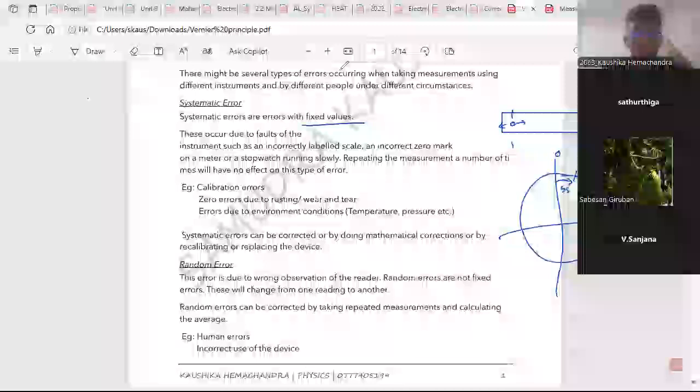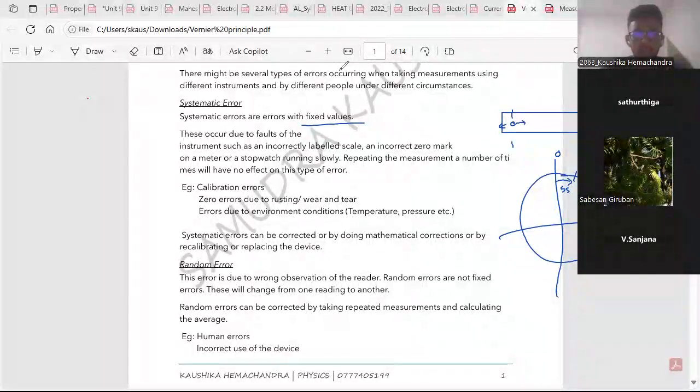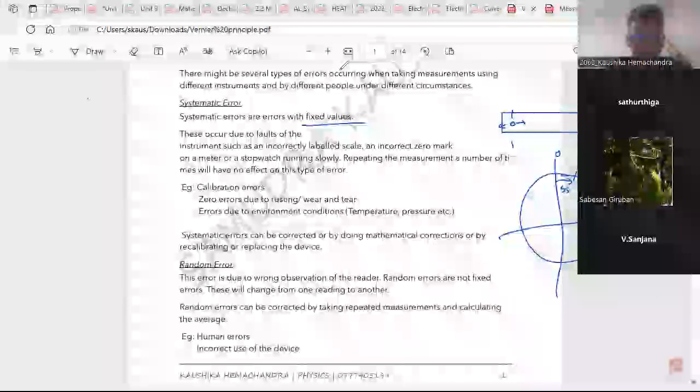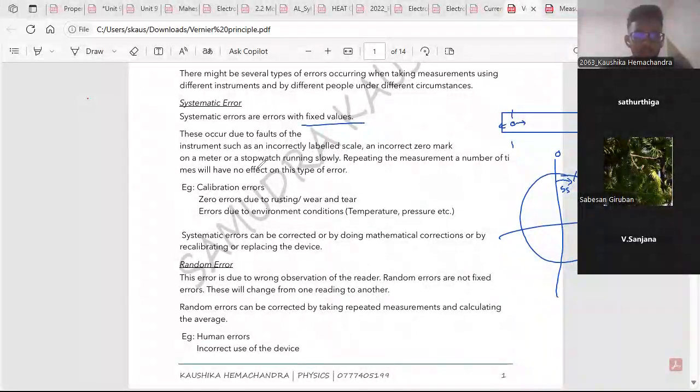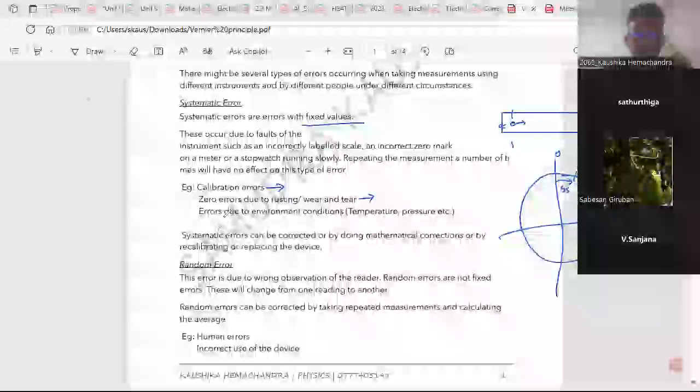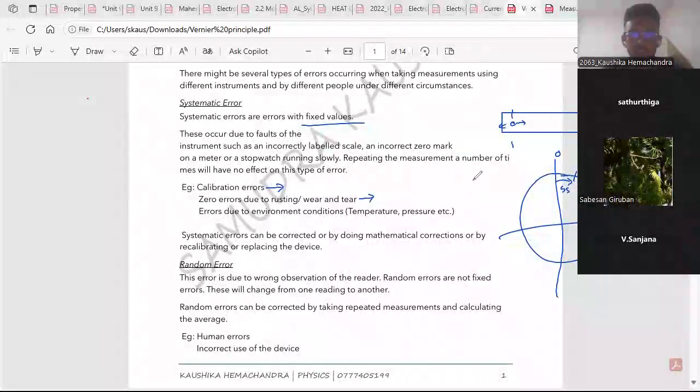It has nothing to do with what we observe and tell. It has nothing to do with how we take the reading. It's a problem of the instrument. Those are the systematic errors. The examples for systematic errors are calibration errors, zero errors due to rusting and wear. We will learn them in the specific instrument, so I'm not going to explain what a zero error is. And errors due to environmental conditions such as temperature and pressure.